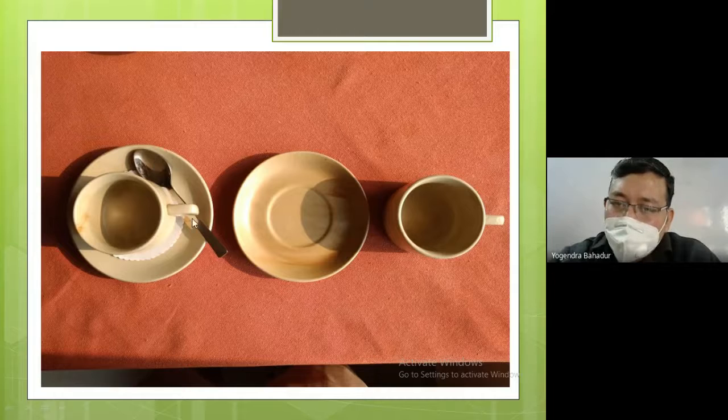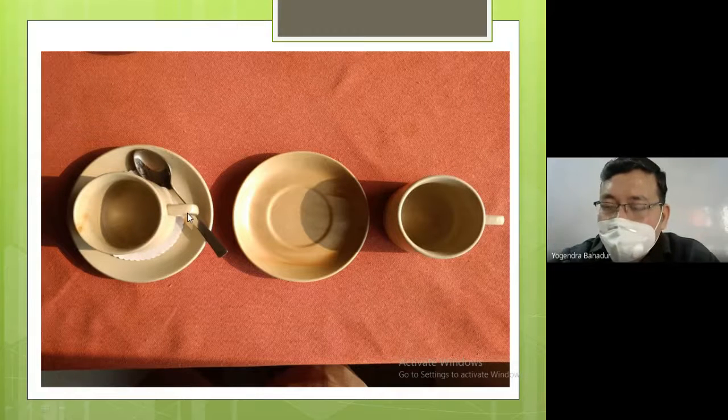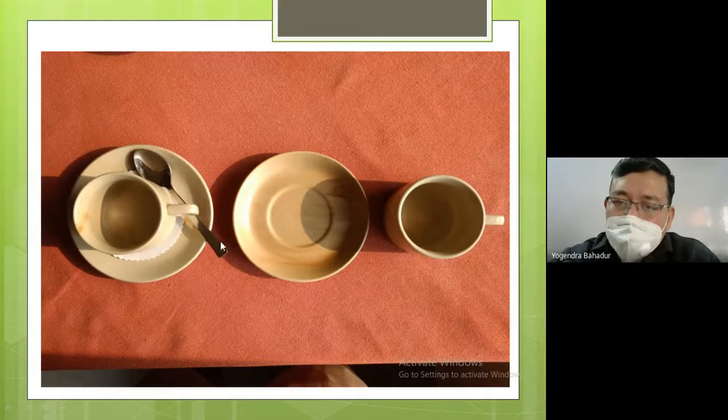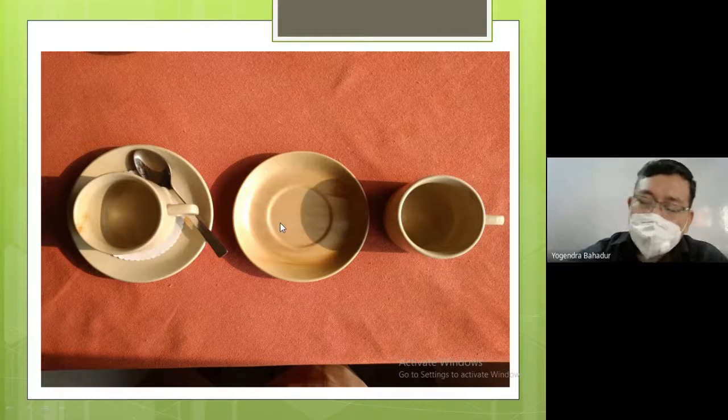And see the pattern in which I have kept the teaspoon. The teaspoon is supposed to be kept either at a 45-degree angle with the teacup handle, or it can also be placed at a 90-degree angle with the handle of the teacup. So there are two angles we can make while placing the teaspoon onto the saucer: one is a 45-degree angle and the second is a 90-degree angle.